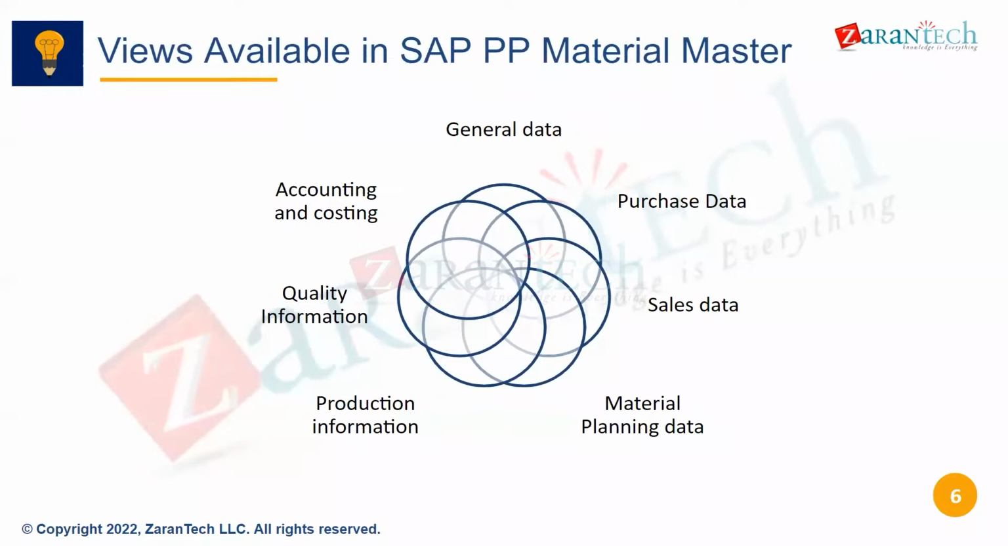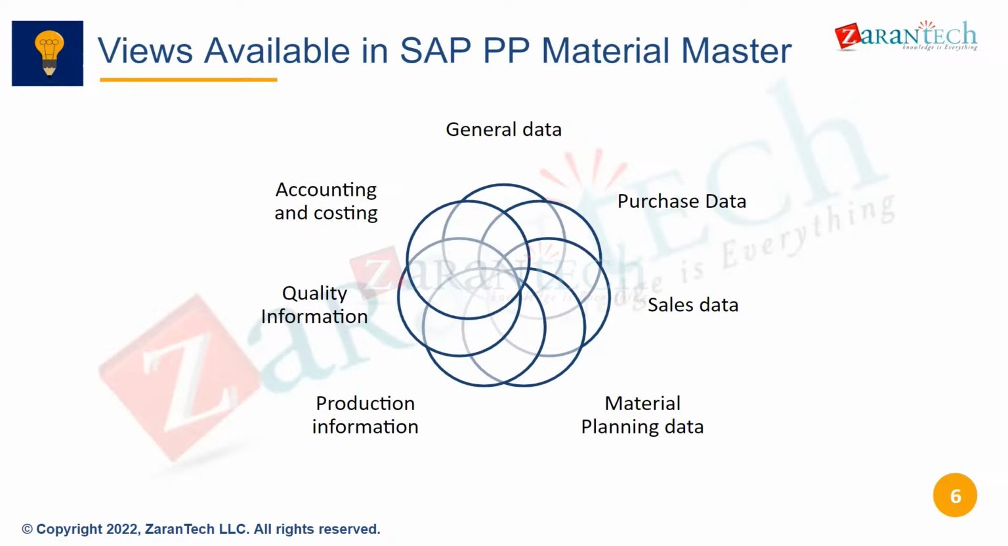Now, views available in SAP PP Material Master: accounting and costing, quality, production information, material planning data. Of course, sales data is important, because you are going to sell the finished good. Purchase data is generally not available for a finished good in PP. As I said, only in the case of a semi-finished good, HALB, will purchase data be available. But that is standard SAP.